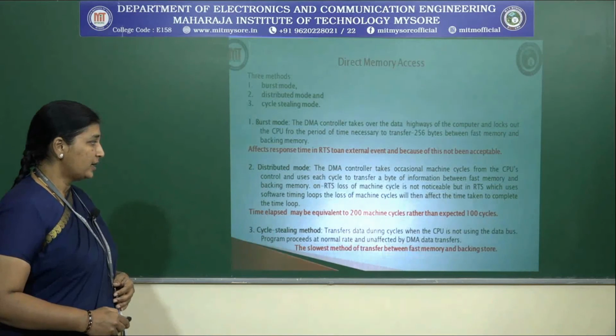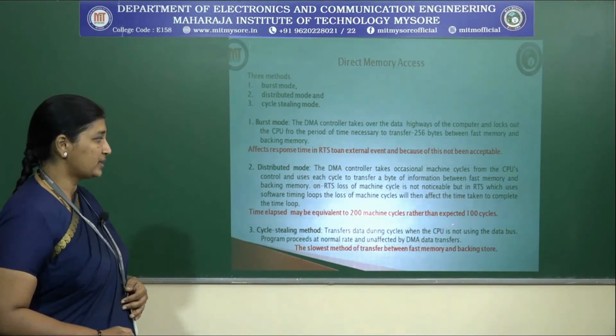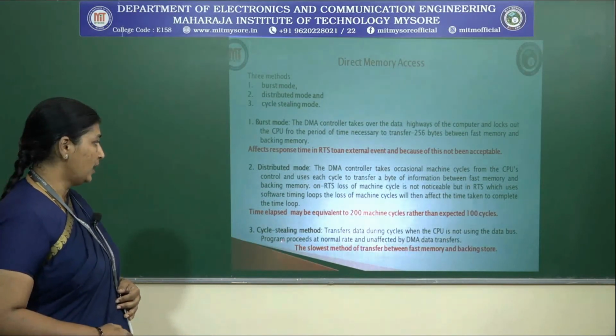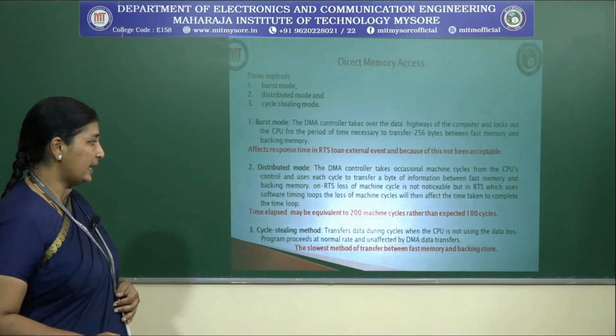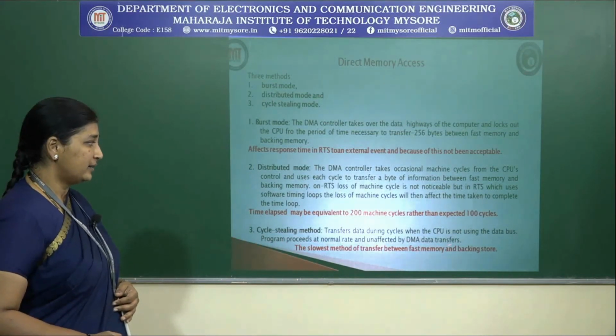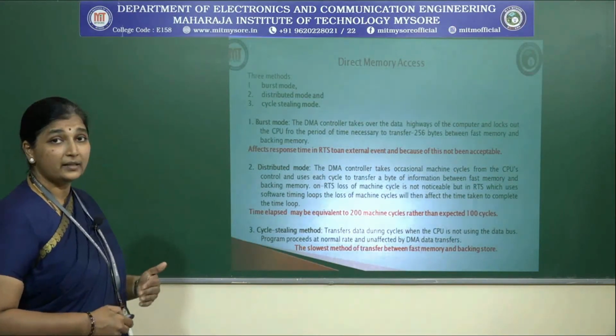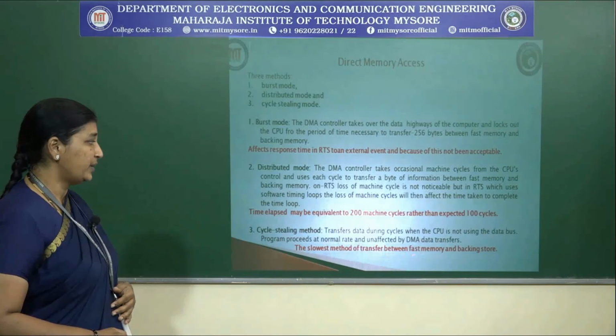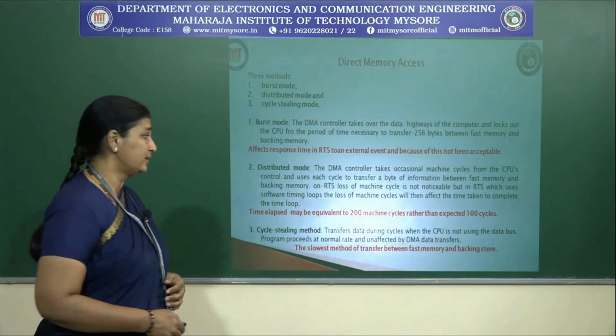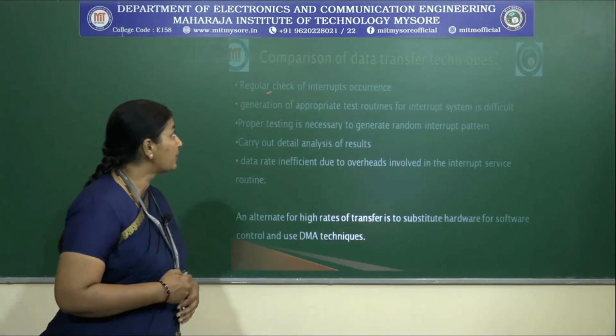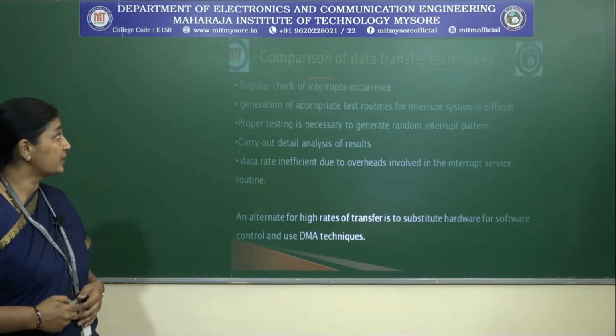Cycle stealing method: transfer data during cycles when the CPU is not using the data bus. The program proceeds at normal rate and is unaffected by the DMA data transfer. So it is one of the slowest modes of getting the interrupt handled, okay, between the fast memory and the backing store. So now, comparison of the data transfer techniques.